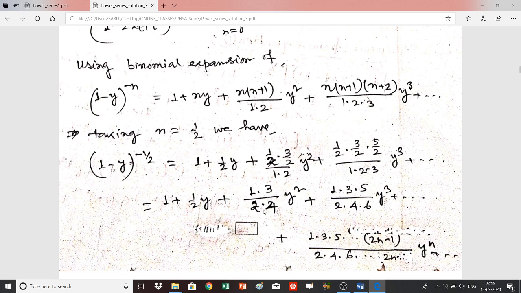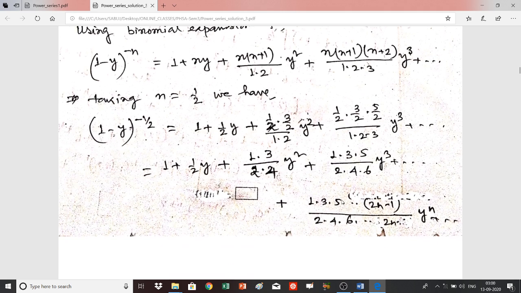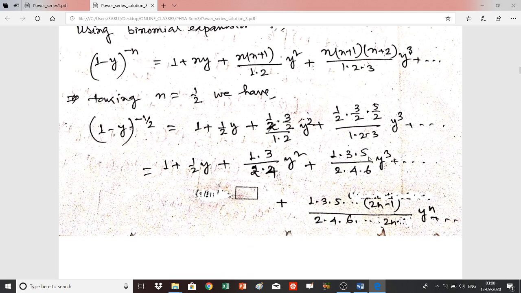So you can write here 2 into 4 plus, in the same fashion you can write 1 into 3 into 5 in here, and here you will write 2 into 4 into 6 into y cube plus other terms. In this way, the last term will be, see, this is very important. See here, you are writing the series 1, 3, 5. So it is the first term, the second term, and after that the third term.